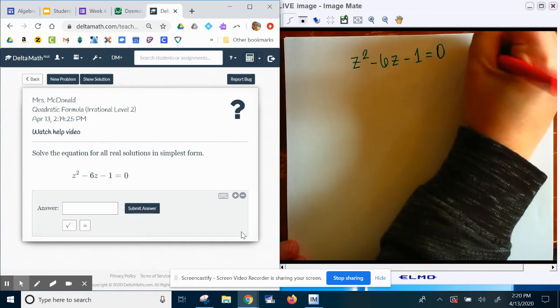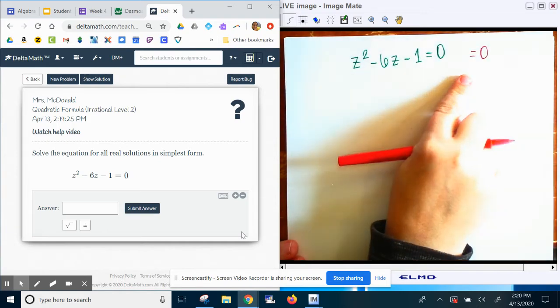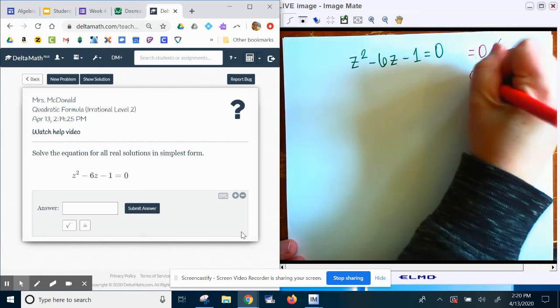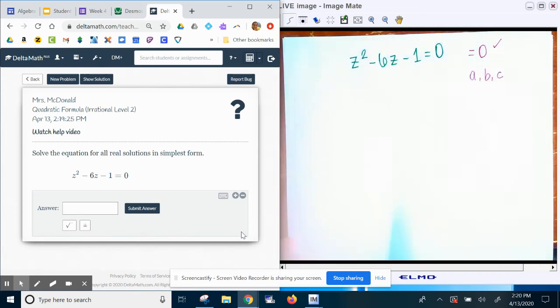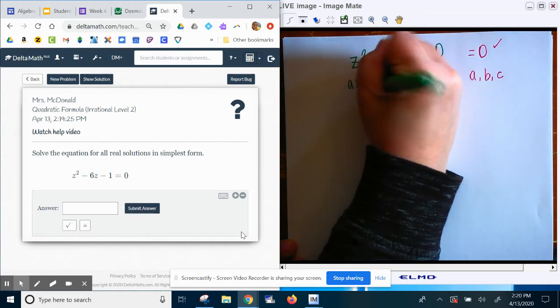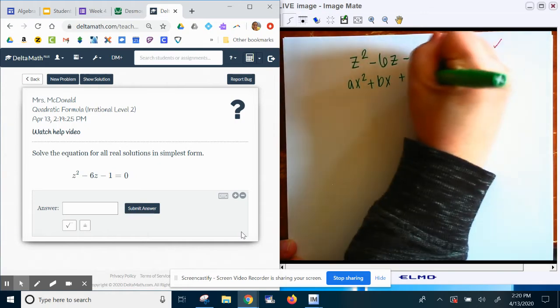First step always, get it in standard form. So that means it equals 0, and this one already does, so we're done with that step. Next step is to name the a, b, and c. So if I'm doing that for this problem, remember it's ax squared plus bx plus c equals 0.